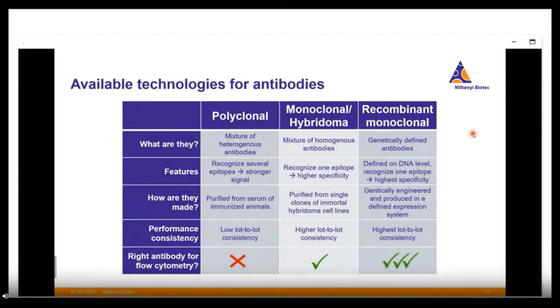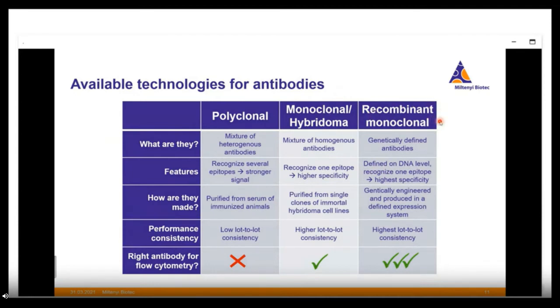These are purified from serum of immunized animals and offer very low lot-to-lot consistency. And therefore, it's not really a very suitable antibody for flow cytometry. On the other hand, monoclonal antibodies derived from hybridoma are a mixture of homogeneous antibodies that recognize only one epitope, thereby ensuring higher specificity. These are purified from a single clone of immortal hybridoma cell lines and also offer lot-to-lot consistency. Therefore, it's a good choice for flow cytometry application.